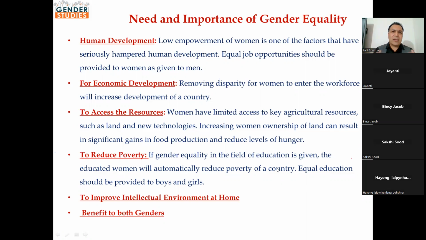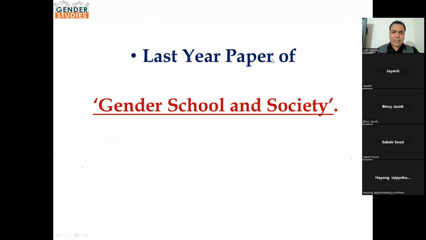This is the reason we are studying gender awareness, gender studies, right? We have to give benefit to both genders. Otherwise, being teachers, being parents, we are responsible for hampering the growth and development and the GDP of our nation. Right, guys? So I think you have understood gender studies, the need and importance of gender studies, gender equality, and the need and importance of gender equality.